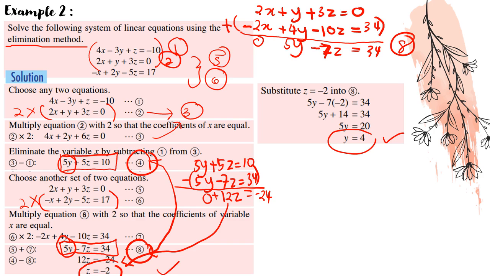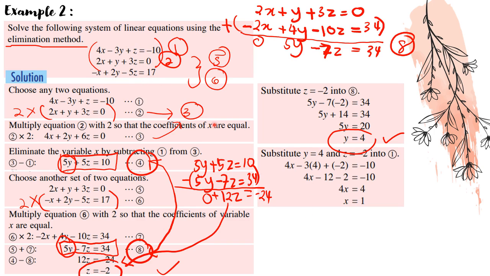If you already have the value of y and the value of z, you can use any equation, whether the first one, the second one, or the third one, to substitute the values of y and z, and you can solve the value of x. Let's say here I use equation number 1. So you have 4x minus 3y, y is 4, plus z, z is negative 2, is equal to negative 10. So x is equal to 1.